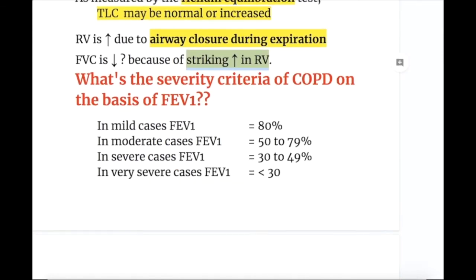What is the severity criteria of COPD on the basis of FEV1? In mild cases, FEV1 is 80%. In moderate cases, FEV1 is between 50 to 79%. In severe cases, FEV1 is 30 to 49%, and in very severe cases, it's less than 30%.